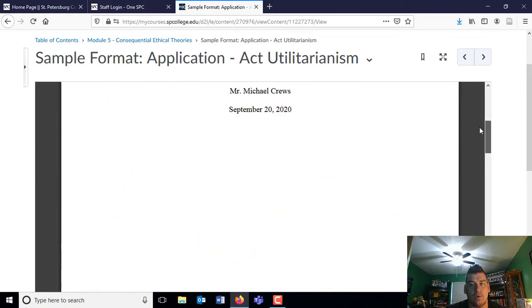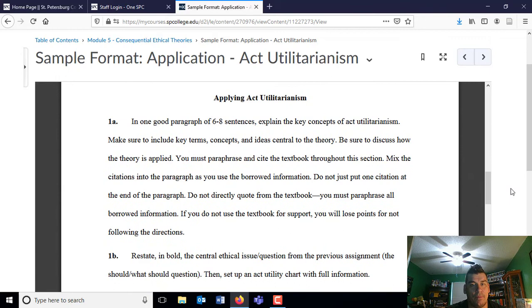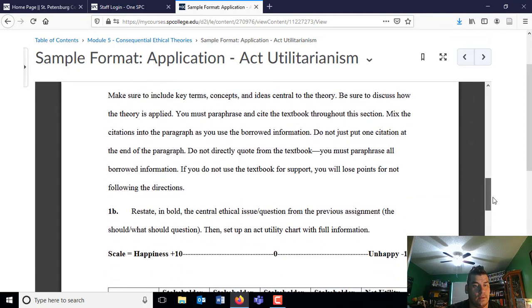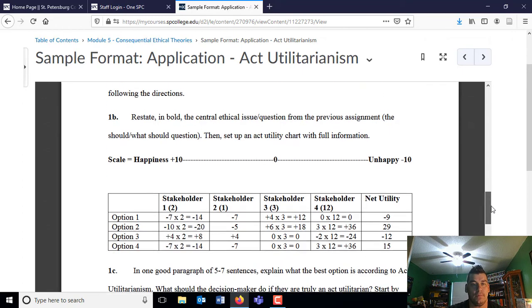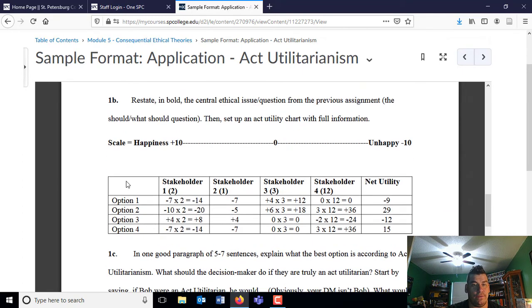So to go over this one more time, real simple. First paragraph, summarize the theory, key concepts, key terms, and the application process for Act Utilitarianism. 1B, apply the theory. So you're going to restate in bold your ethical question that you came up with in your identification section. You're going to create this chart where you fill in your options and your stakeholders.